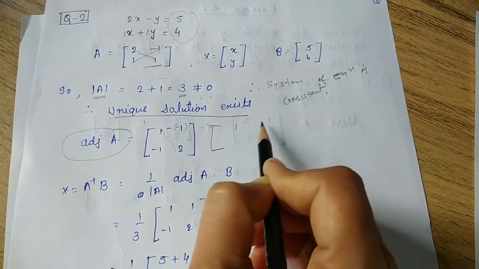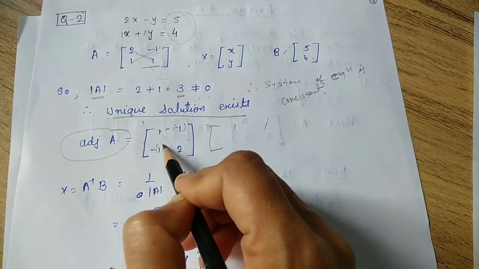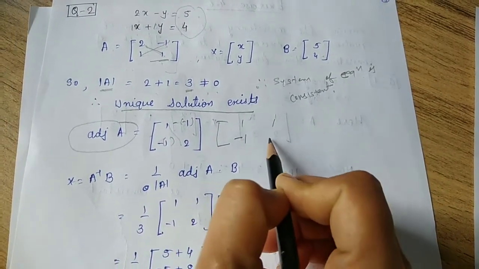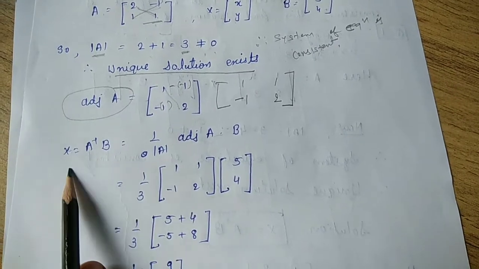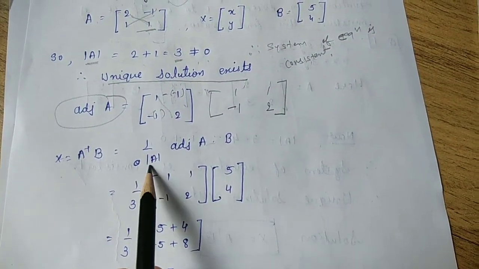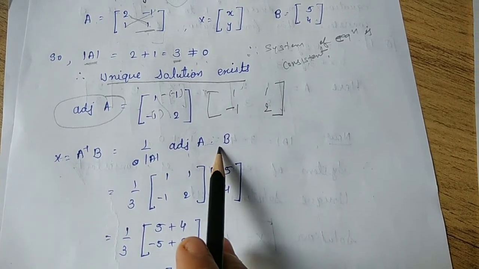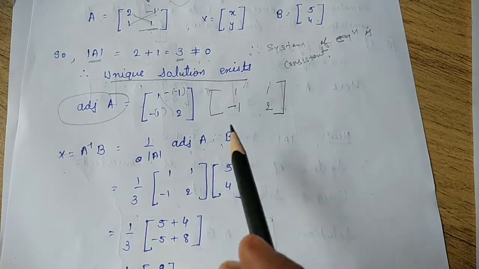So you are getting 1 1, and here 1. So if we apply minus, then what will happen? It is -1 and 2, so like this. Now x is equals to A inverse into B. A inverse is equals to 1 upon determinant of A into adjoint of A into B. So 1/3 adjoint of A we have found into B.